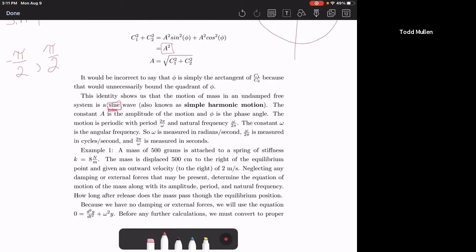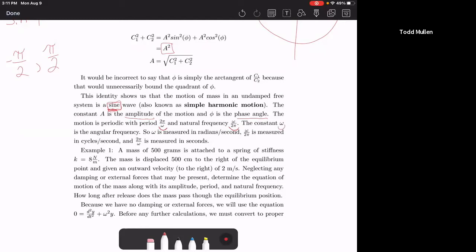The constant A is the amplitude of the motion. Phi is the phase angle. The motion is periodic with period 2 pi over omega and has natural frequency omega over 2 pi, just the inverse of the period. The constant omega is the angular frequency.